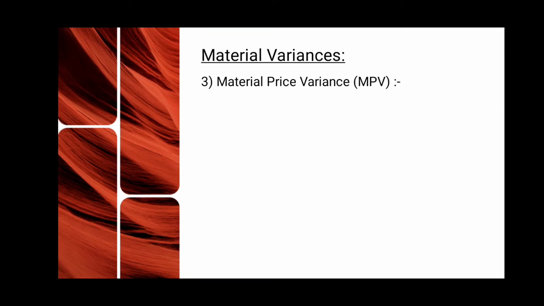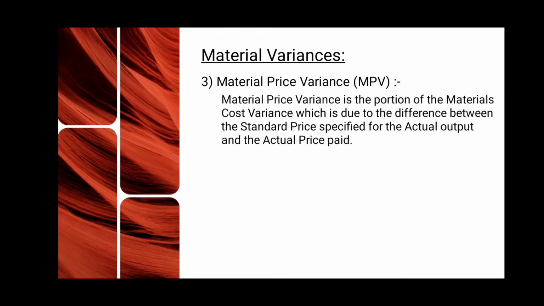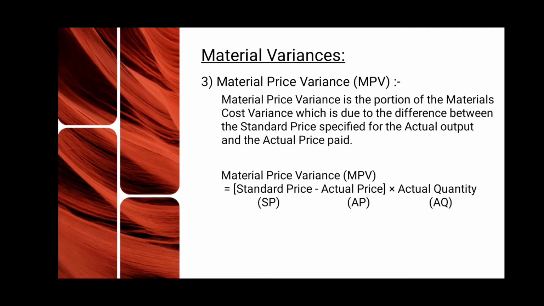Third, material price variance. Material price variance is that portion of the material's cost variance which is due to the differences between the standard price specified for the actual output and the actual price paid. So material price variance is equal to standard price minus actual price into actual quantity.